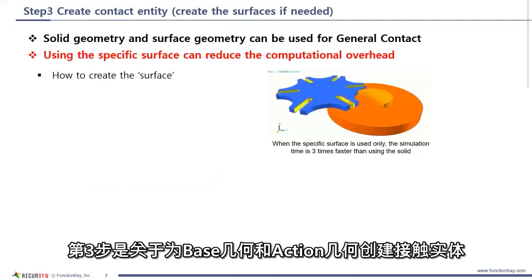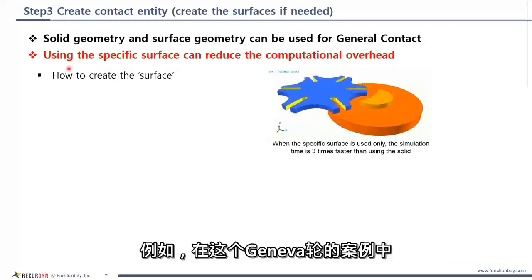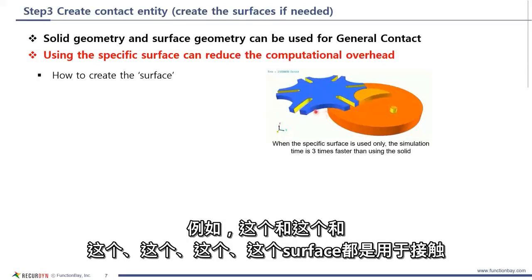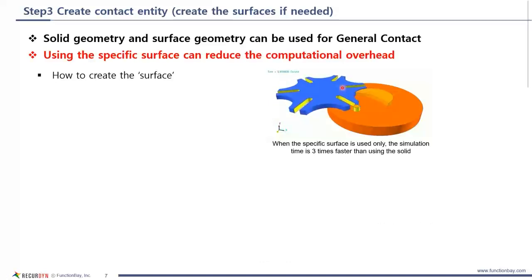Step 3 is about creating a contact entity for the base and action geometries. If needed, it is efficient to create a surface for contact instead of using the entire body. For example, in case of this Geneva wheel, simulation speed can be 3 times faster by using a surface instead of the entire solid. For example, these surfaces are used for contact, so instead of using the entire body, you can create a surface using these faces.